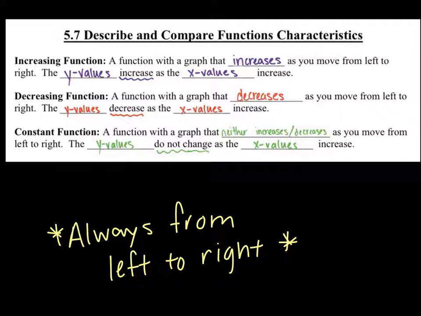So a decreasing function is a function with a graph that decreases as you move from left to right. So the y values decrease as the x values increase. Increasing function, they both increase. If you have a constant function, then the graph is not going to increase or decrease as you move from left to right. And the y values do not change as the x values increase. So every single one of them is talking about the x values increasing. It's just based then upon what the y values are doing as the x values are increasing.